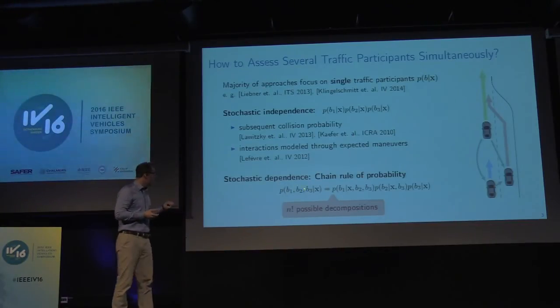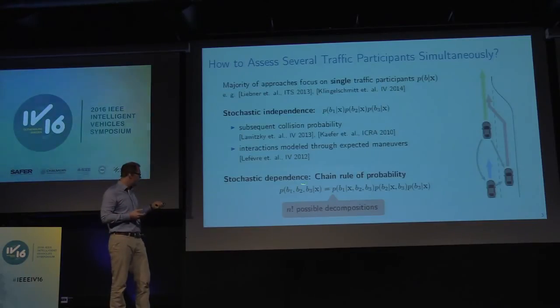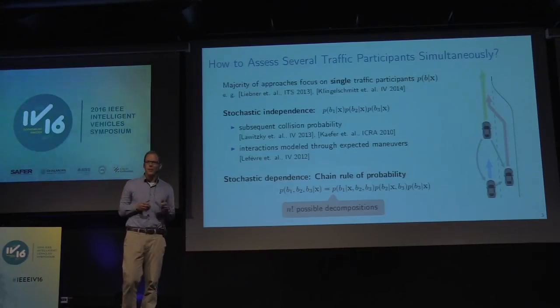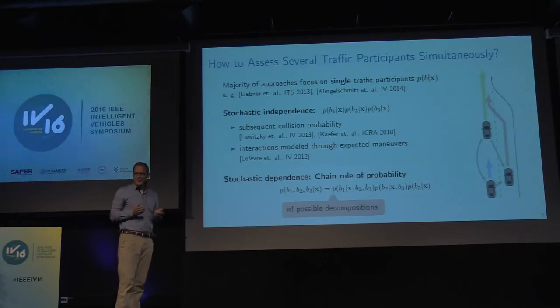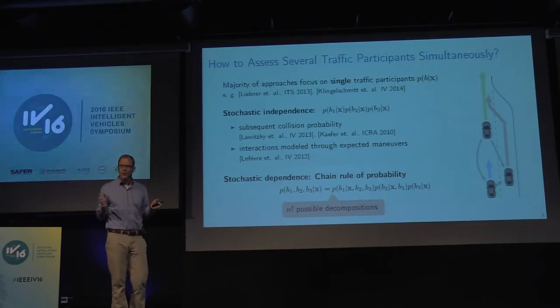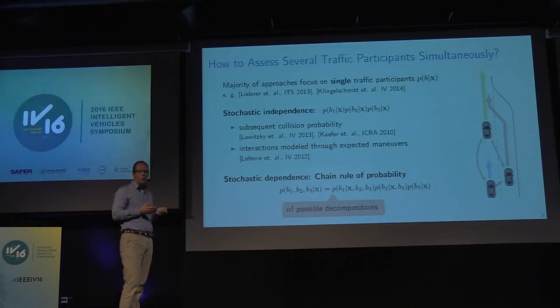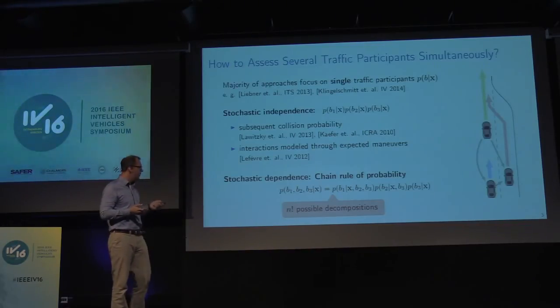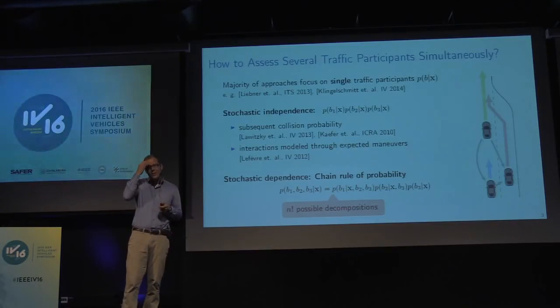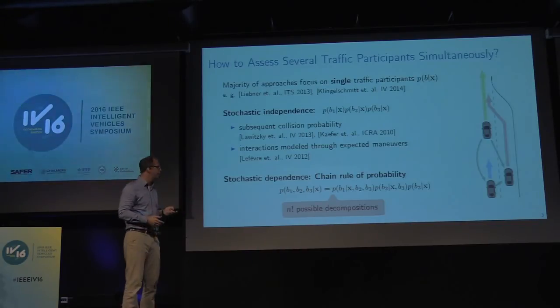So we assume full connectivity, and this means that such a joint splits into several conditional probabilities. This is according to the chain rule of probability. Everybody knows this, it is just a generalization of the Bayes rule. I think everybody knows it from school. And if you have several participants, usually you don't have only one possibility to decompose this joint. Actually, you have n factorial possible decompositions, where n is the number of traffic participants you take into account. And if you would like to do exact inference, to take all these interactions into account, you also have to take into account all these decompositions.